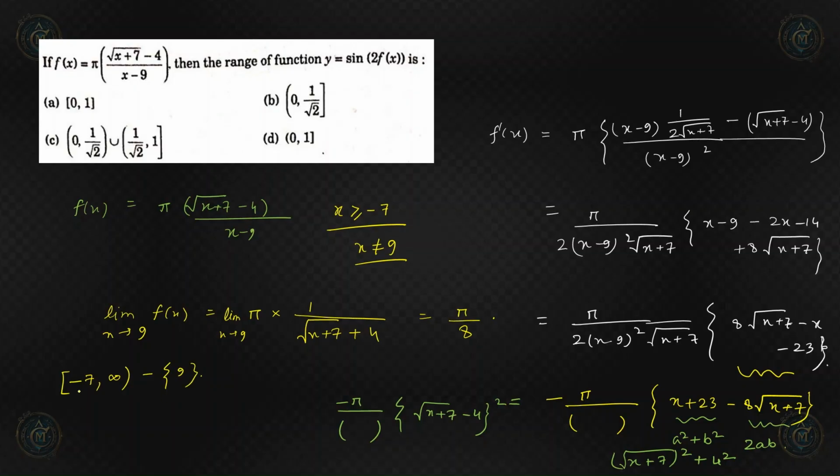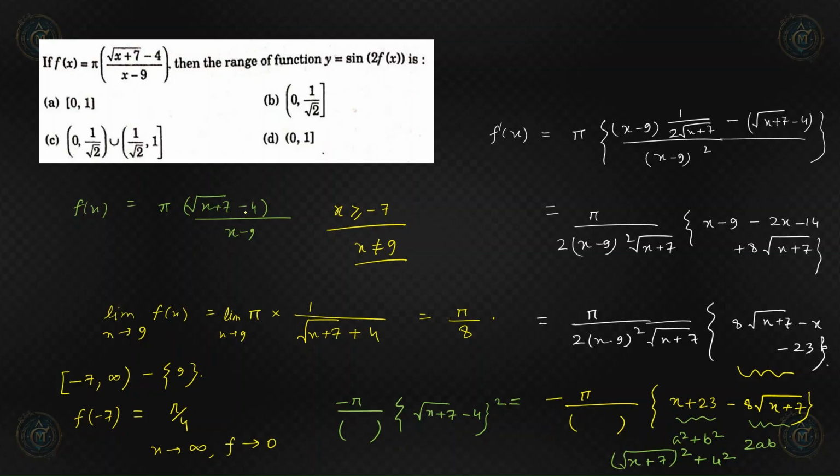So if we check the value at minus 7, this will be the maximum value of f, and at x tending to infinity, the functional value will be the minimum value of f, right? So f of minus 7, if we check, 0 minus 4 divided by minus 7 minus 9, which is 4 divided by 16, so 1 by 4 times pi, right? So pi by 4, and at x tending to infinity, we get f tending to 0, right?